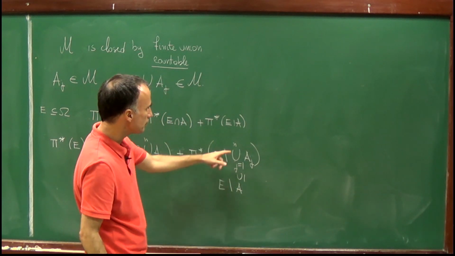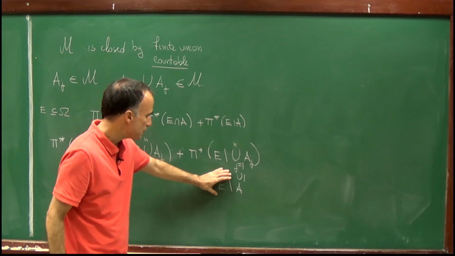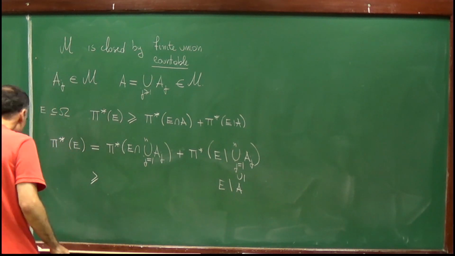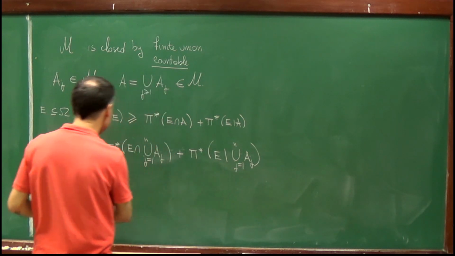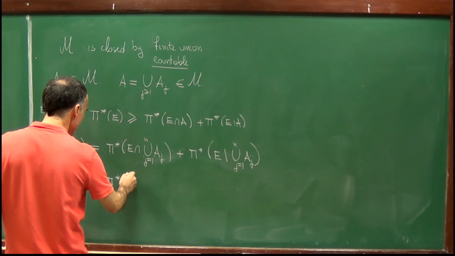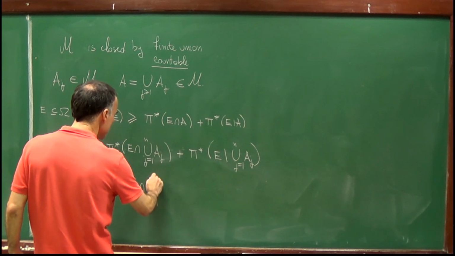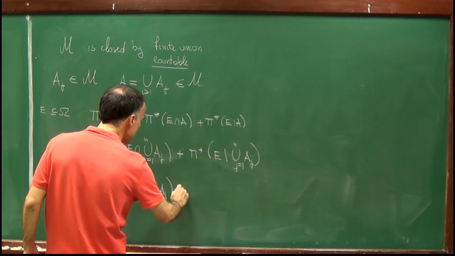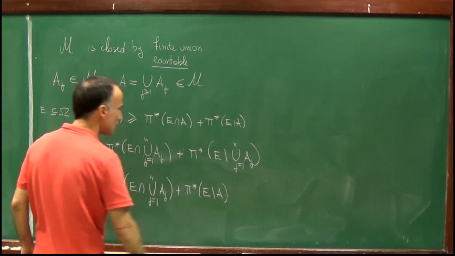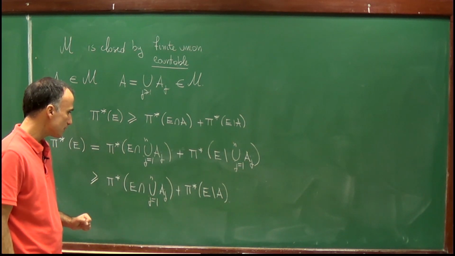Right? So E minus A is contained in this union, and by monotonicity of the outer measure P star of this set is less than or equal to that one, so we get just by monotonicity that this sum is in fact greater or equal than P star of E intersection the union from 1 to n of Aj plus P star of E minus A. Now, all the problem is to pass to the limit in this n.